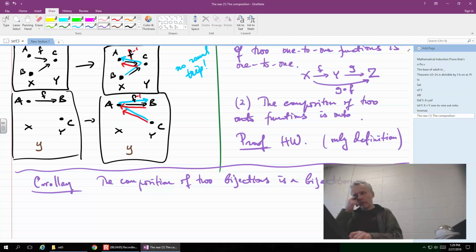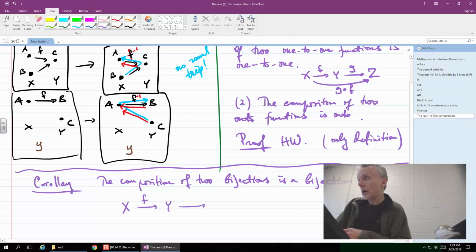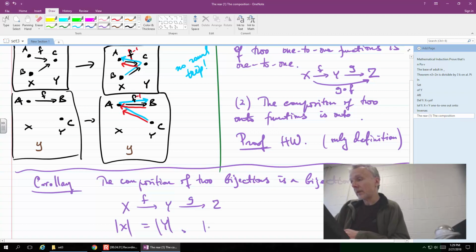So why do we care about the last one especially? Remember that we use bijections to compare the number of elements in sets. We're talking about X, f, Y and g, Z. f and g are bijections, which means the number of elements in X and Y is the same, and the number of elements in Y and Z is the same. What I want to conclude then is that the number of elements in X and Z is the same.